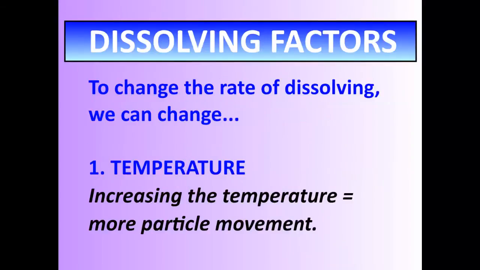If we want to change the rate of dissolving, how fast something dissolves, we can do three things. One, change the temperature. If you increase the temperature, you increase the particle movement, which means more particles moving around, larger spaces, and things can fill in between.